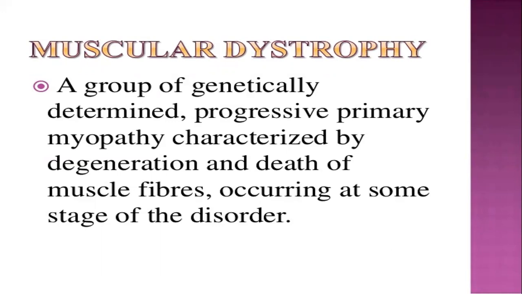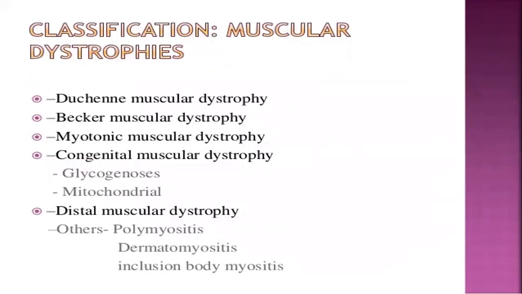Muscular dystrophy, a group of genetically determined progressive primary myopathy characterized by degeneration and death of muscle fibers occurring at some stage of the disorder. So, muscular dystrophy means the muscles which were initially formed will degrade, degenerate. There will be few live or active functioning muscle fibers left within a single muscle. I mean, all of the fibers might not be degraded or degenerated. Some of them will still be there, and that is the source of minimal residual function at that particular muscle.